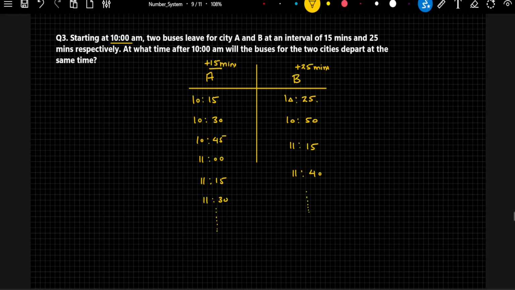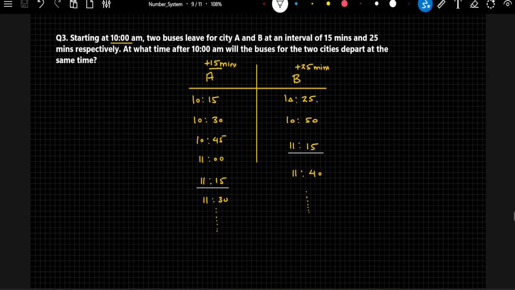If you compare the two lists, you will realize that the time after 10 a.m. when the buses for the two cities depart at the same time is actually this. This is the first time after 10 a.m. that the buses for the two cities leave at the same time. So we will say that at 11:15 the buses for both cities will depart at the same time. I hope you are able to understand this.